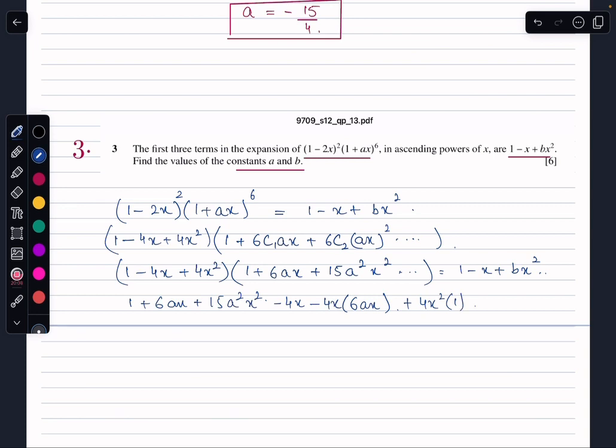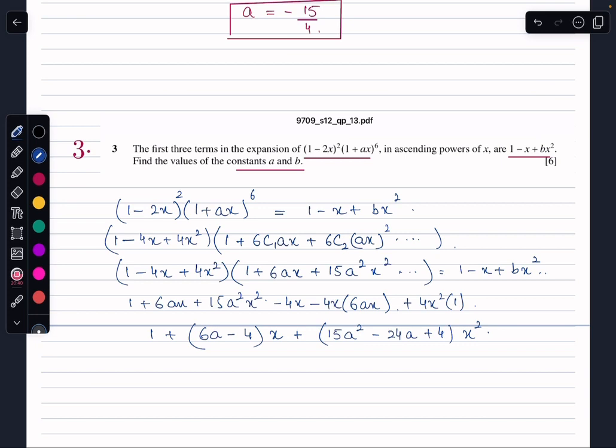Let's arrange for the coefficients of x. So this is going to be 1 plus 6a negative 4, and that's it, times x. And then I should be having the coefficients of x², which I can say are 15a² minus 24a, and then I'm having a positive 4x² here.